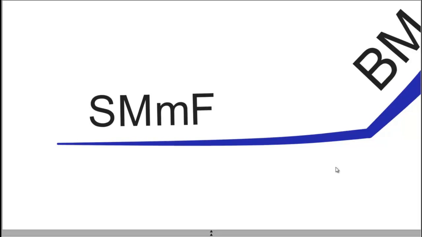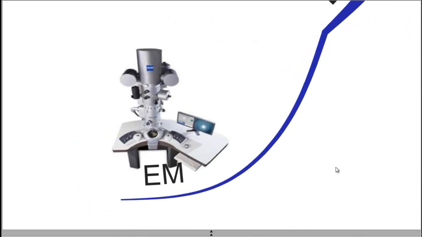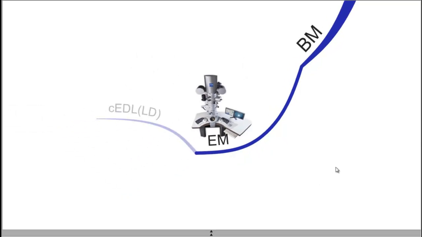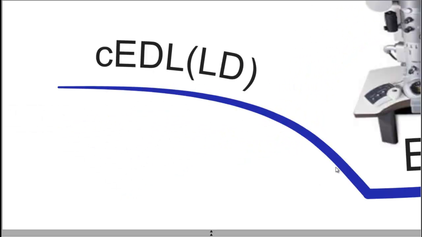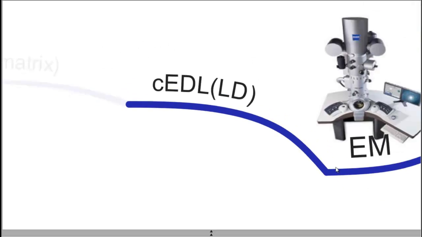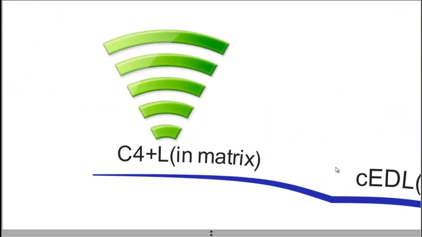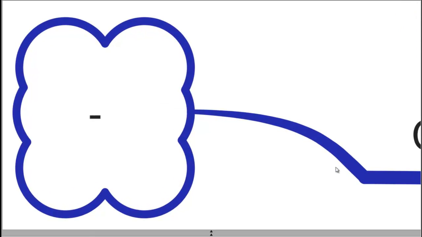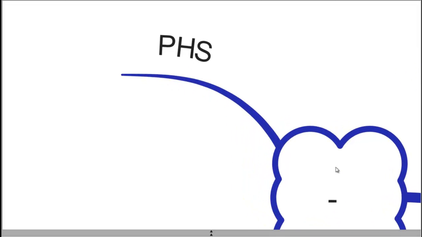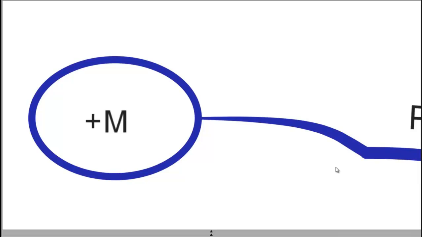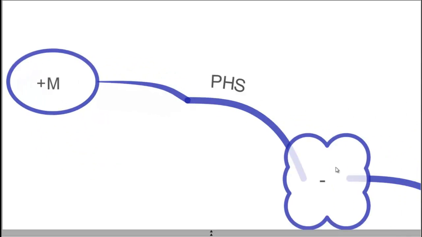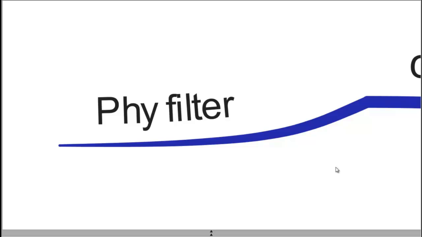Then we talk about the basement membrane under the electron microscope. In the center is the electron-dense layer, the lamina densa. The lamina densa has a meshwork of collagen type 4 and laminin in a matrix containing negative charges, the proteoglycan heparan sulfate, which restricts the passage of cationic molecules. The lamina densa acts as a physical filter.